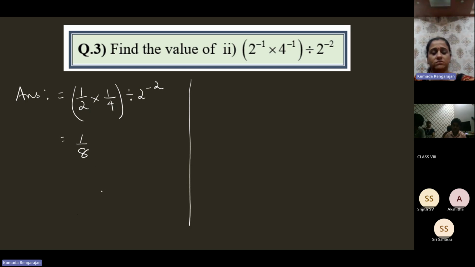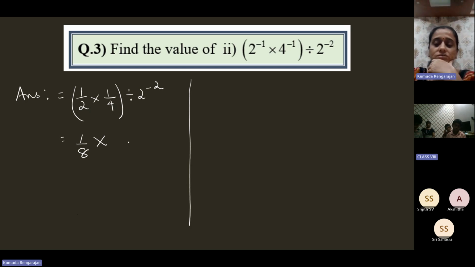Why do you write the same thing? Ma'am, 1 by 2 to the power 2. Ma'am, is it 1 by 4? Oh, the division symbol becomes multiplication, and then you need to write the reciprocal of 2 to the power minus 2. Yes, ma'am. Which is 4. Yes, ma'am. 4 by 1. 1 by 4.